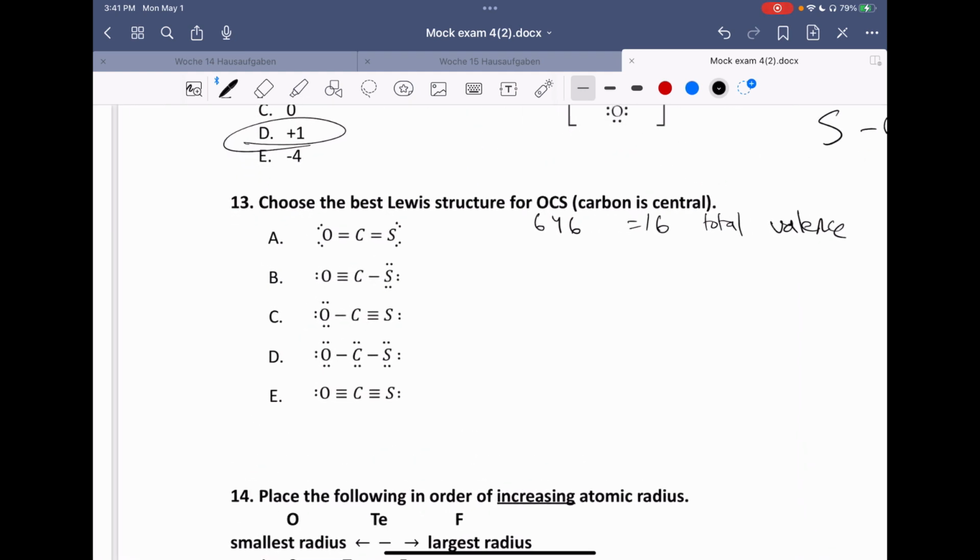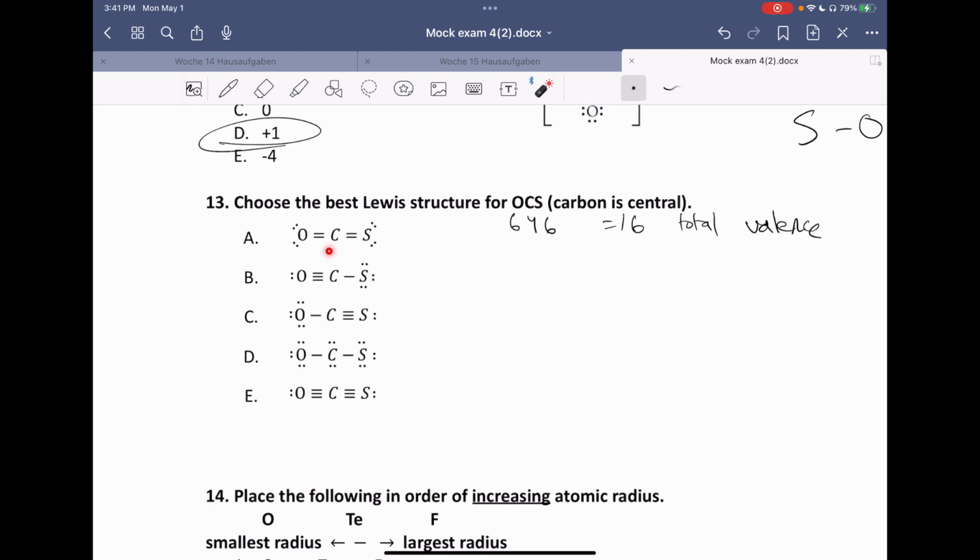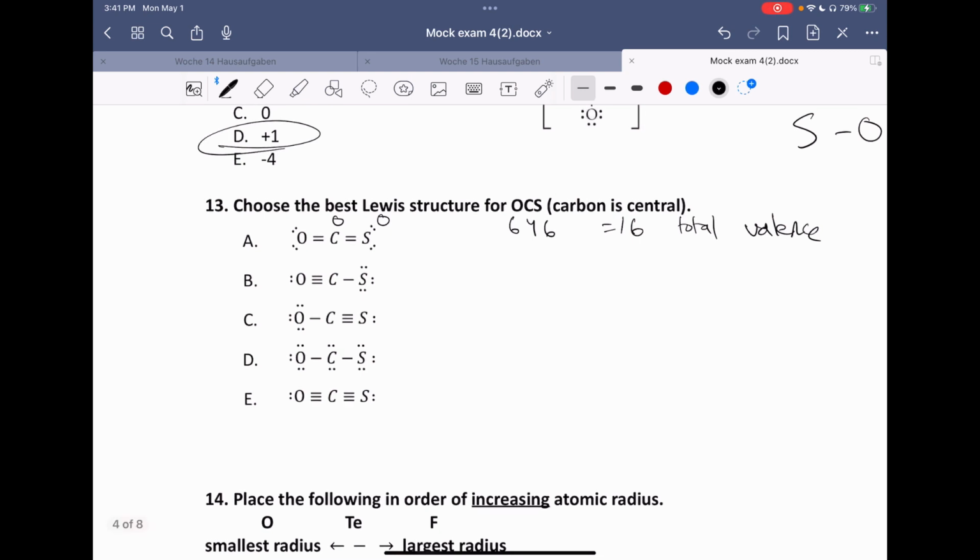So then if we count formal charges, let's start with the first one. Carbon has 4 valence electrons, and there's 4 dots connected, so the formal charge is just equal to 0 for carbon. And sulfur has 6 valence electrons, and then has 2 dots and 4 lines, so it's 0. And for oxygen, it also has 6 valence electrons, and it has 4 dots and then 2 lines connected to it, so it's also 0. So we can almost conclude that the answer is going to be A, but we can check the other ones just to do so.